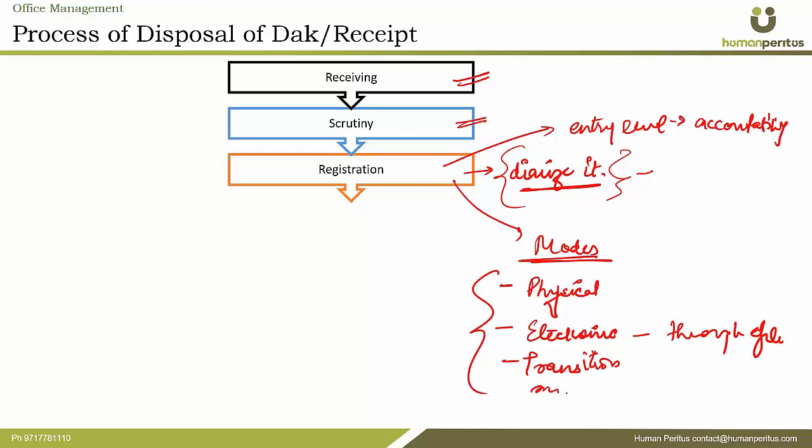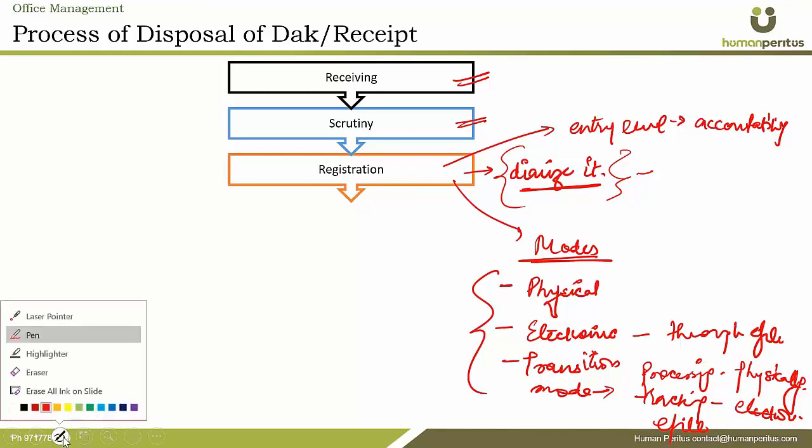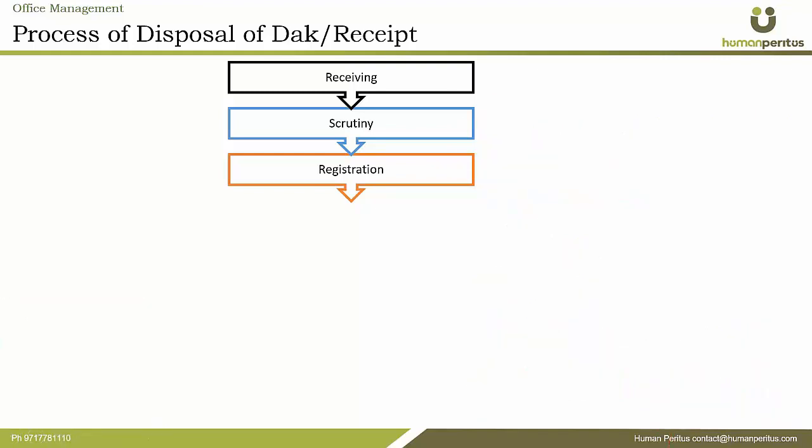Transition mode is where the processing is done physically and the tracking is done electronically. That is, the processing is physical, and when the dak is sent to other departments, the tracking is done electronically through e-file. E-file's role comes up here as well. So this was the registration.